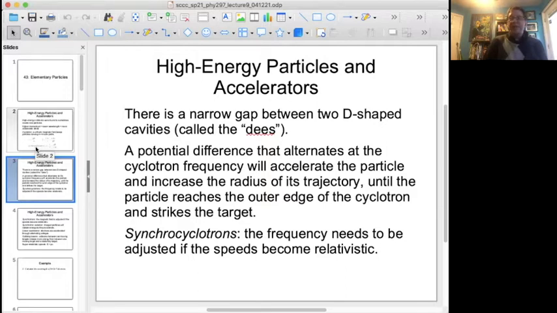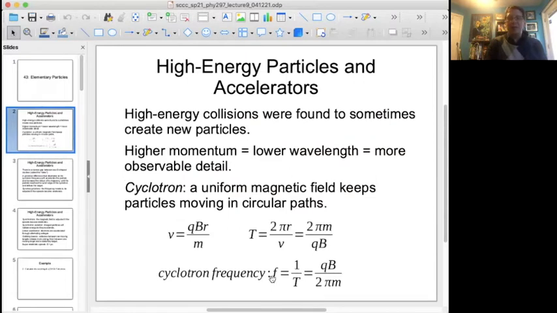If the speed that's desired is relativistic, then you can't have a uniform frequency. The frequency needs to be adjusted once the speeds become relativistic. And the reason is, if you go back to the cyclotron equation, if you remember from physics 2, it's R equals mv divided by qB. In relativity, that becomes R equals gamma mv divided by qB.